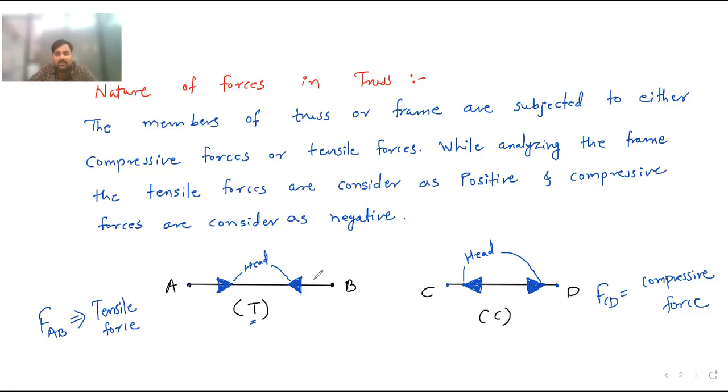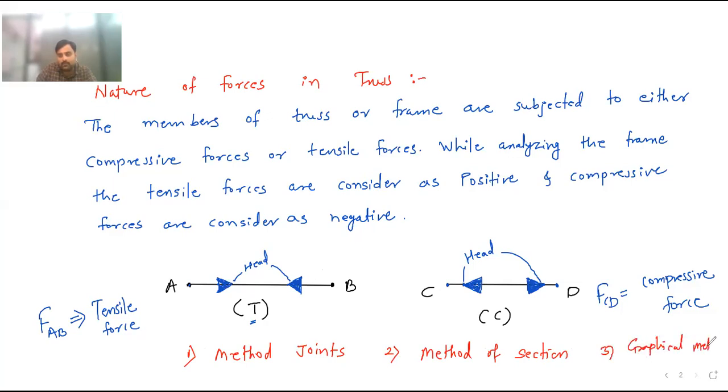First of all, we will see all the numericals by method of joints. There are two methods I already told you. The first method to solve the truss is method of joints. The second method is method of sections. And the third is the graphical method. So right now, we are going to solve the numerical by using the method of joints.